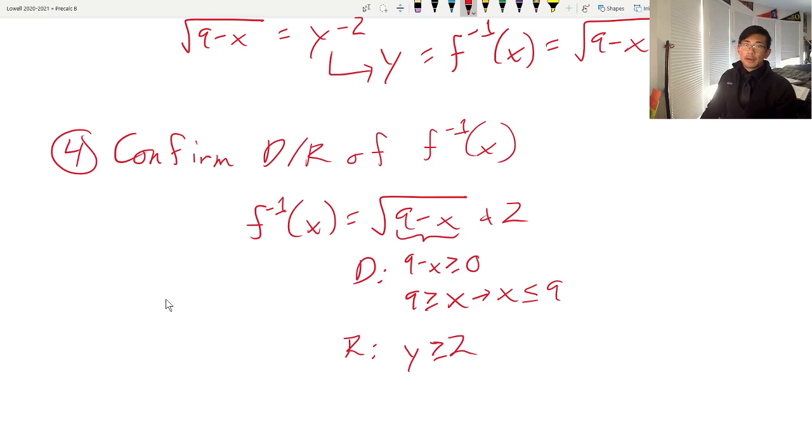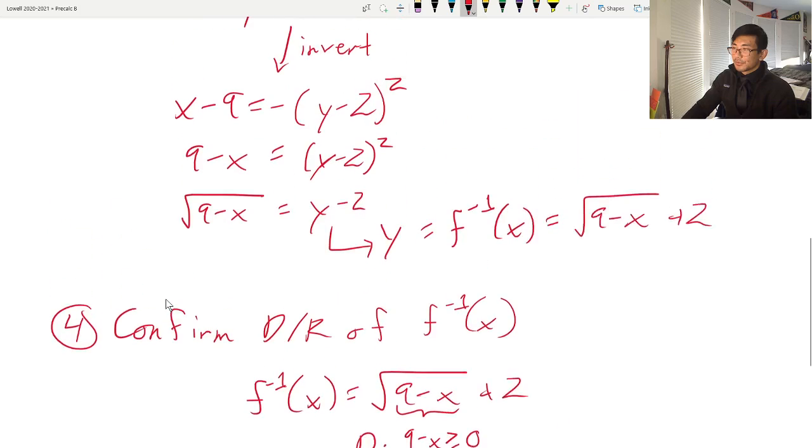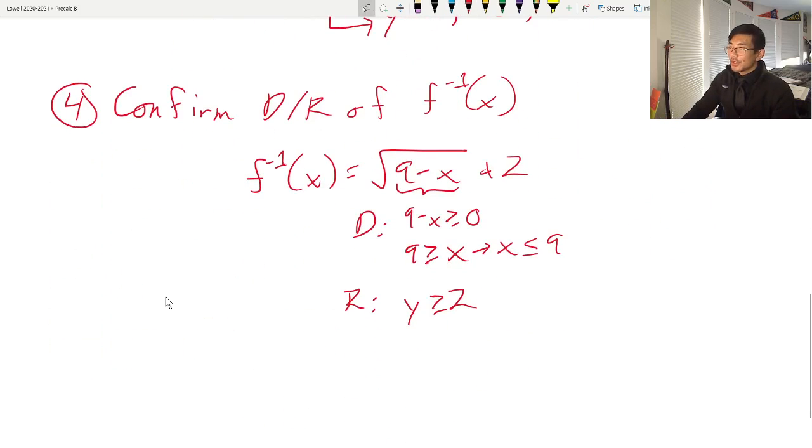Or if I want to use interval notation, we could go, if you want to say interval notation, 2 to infinity. Likewise, we could say negative infinity to 9, like that. Sorry. We can include 9, but we cannot actually include negative infinity, so make sure that's a parentheses there.